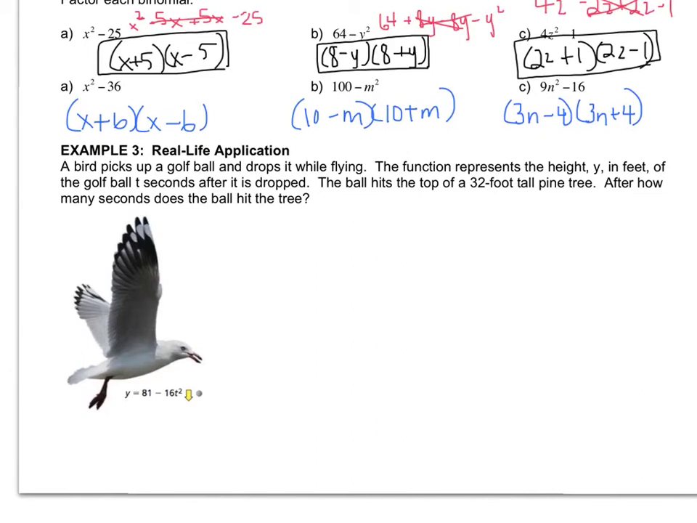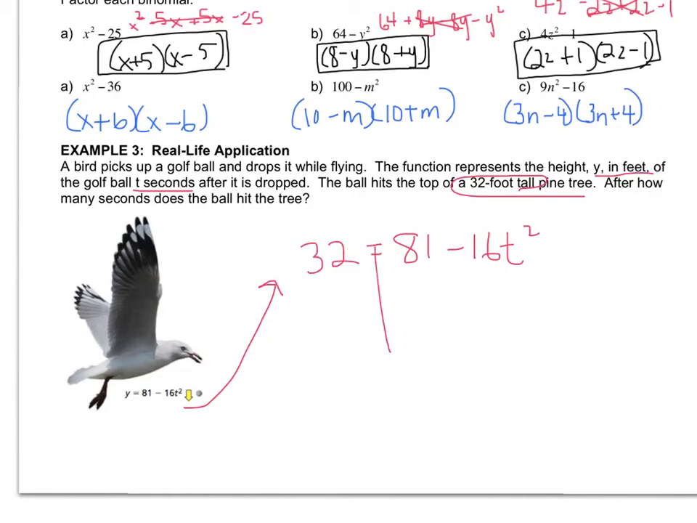So we check out our labels, and y is feet and t is seconds. The only other thing with labels that we have in here is a 32-foot pine tree. So what they're saying is that when the ball hits the tree, its y value is 32. So I'm going to take my equation over here, this tiny thing, and I'm going to plug in 32 for y. Okay, in order to solve this, and use that zero product property that we've been using a lot, we have to get the 32 to the other side.